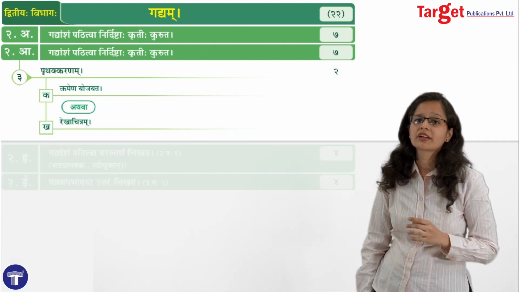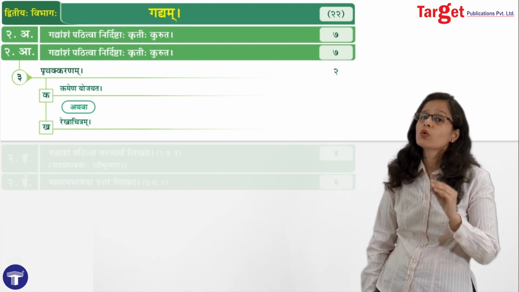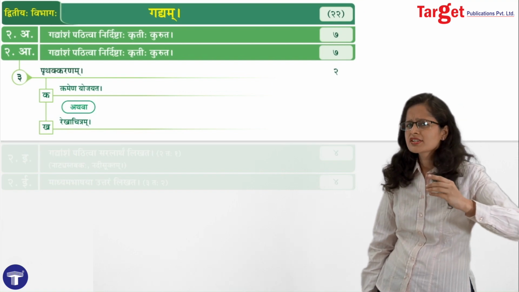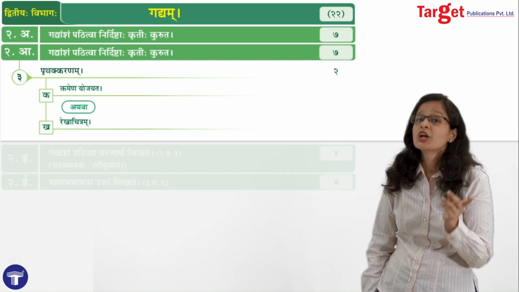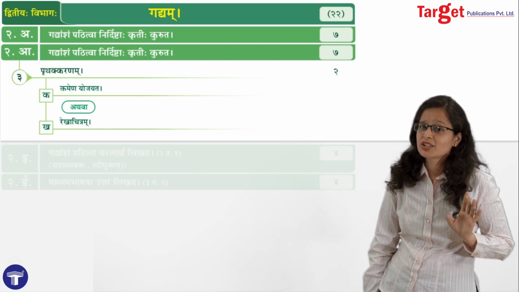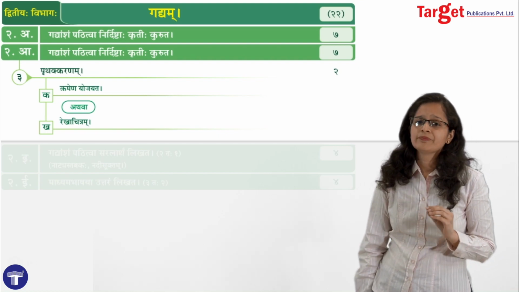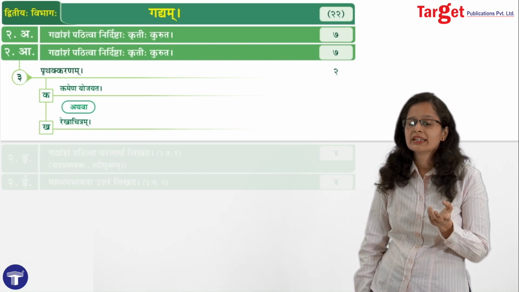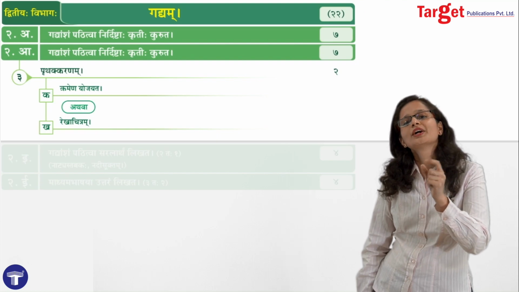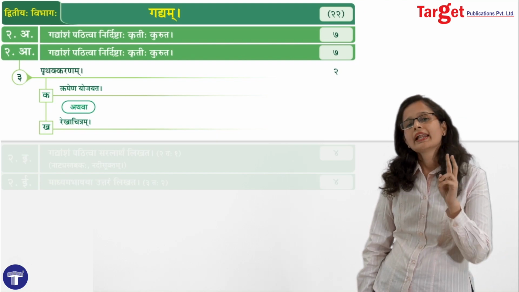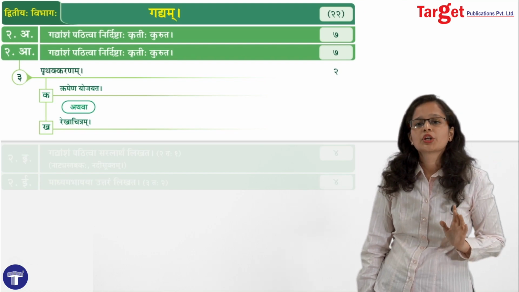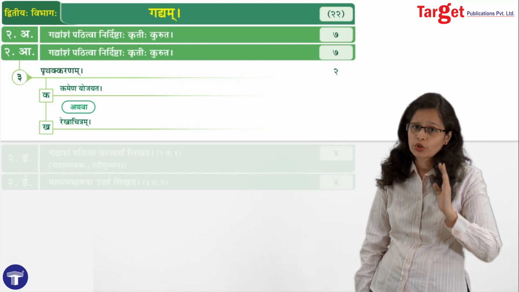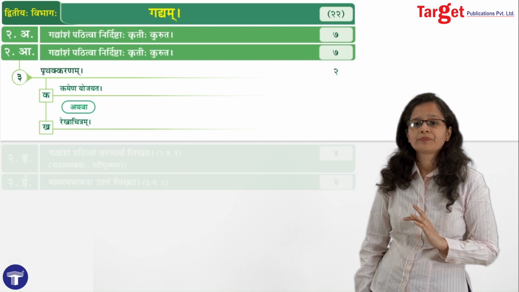Further we have the Pruthakkaranam, in which we can have Kramena Yojayata. We'll be having sentences wherein it's not going to be in a particular sequence. You will be writing it in a sequence. Then the next can be Rekha Chitram, which can be there in the exam, or the Kramena Yojayata will be there. Rekha Chitram is going to be the diagram based on that particular Gadyansh. So this is what you are going to have in Pruthakkaranam.